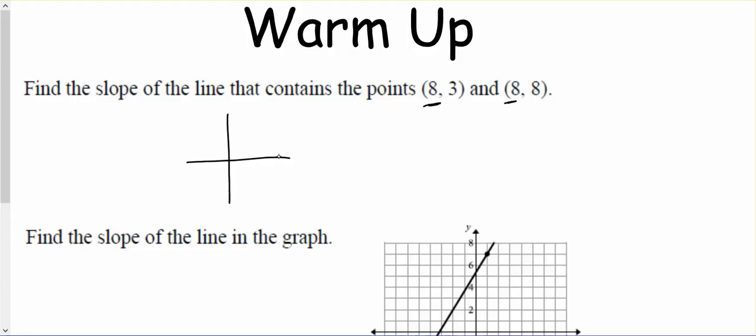(8, 3) would be out at 8 and up at 3, and (8, 8) would be out at 8 and up at 8. That makes a vertical line. And we know that vertical lines have an undefined slope.